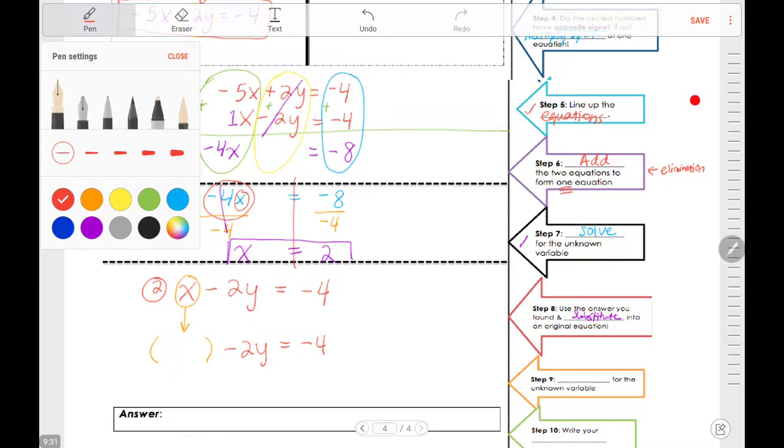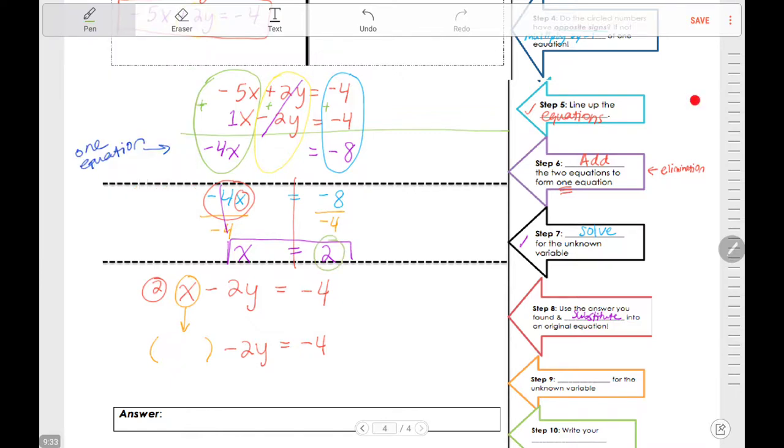What am I replacing x with? I'm replacing it with 2. Because I said x is 2, so if I plug it in for x, that's going to help me find the y. So plug in 2 for x, and now I can rewrite this equation as 2 minus 2y is equal to negative 4. Step 9 is to solve for the unknown variable. What's the variable I'm solving for? The y, because I already have the x.